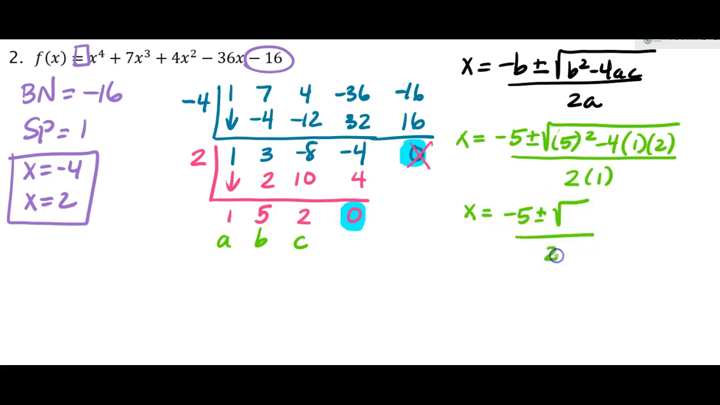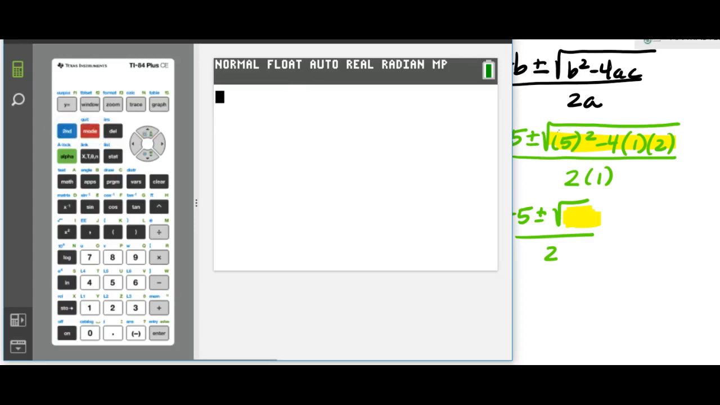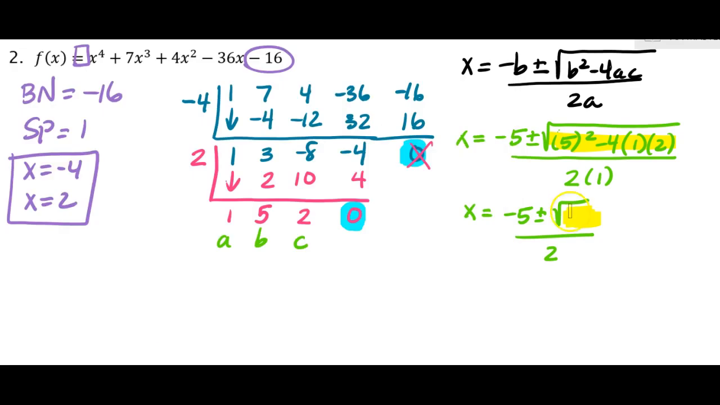So I have negative 5 plus or minus. I'm going to figure out what this radical is. So I'm going to take everything I'm highlighting in yellow and put it in my calculator and figure out what this is. So I'm going to go back to the calculator screen. I'm putting in 5 squared minus 4 times 1 times 2. So I put in everything under the radical. I did not put in the radical. And I press enter and I get 17. So 17 is what goes under the radical here.